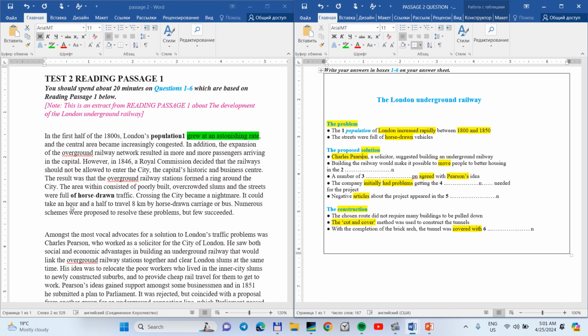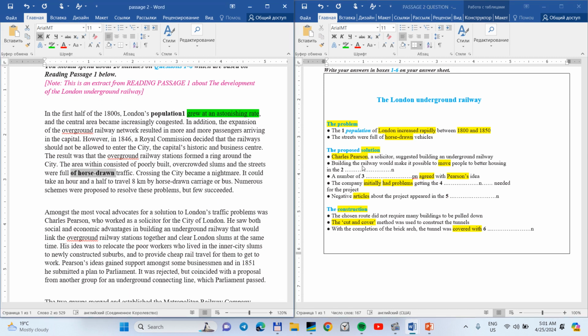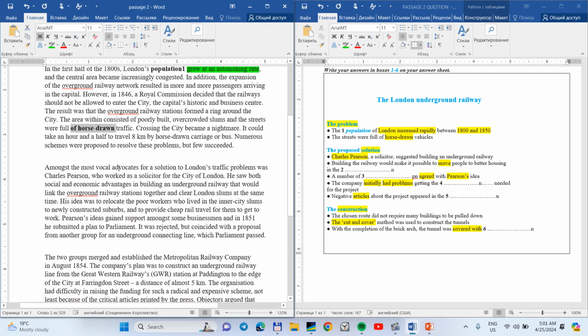It could take an hour and a half to travel 8 kilometers by horse-drawn carriage or bus. Numerous schemes were proposed to resolve this problem, but few succeeded. Yeah, and here we come across Charles Pearson. Among the most vocal advocates for a solution to London's traffic problems was Charles Pearson, who worked as a solicitor for the City of London. He saw both social and economic advantages in building an underground railway that would link the overground railway stations together and clear London slums at the same time. Yeah, he suggested his ideas, just as building, yeah, we read it.